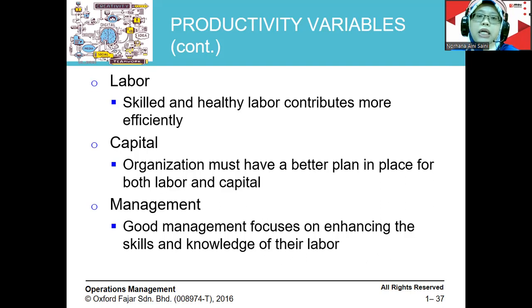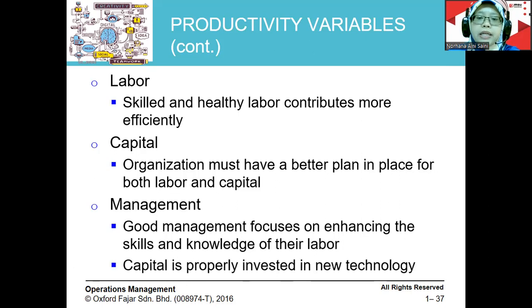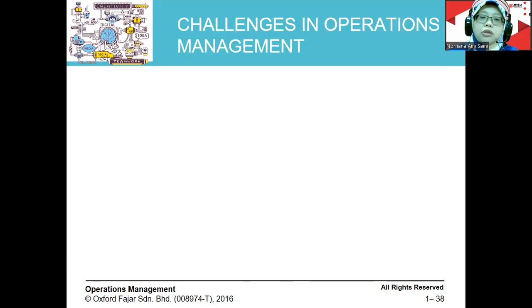Next we have the capital. For the capital, the organization must have a better plan in place for both labor and capital. In other words, you need to fully utilize your capital. Do not overwaste, you must utilize it. The last one is management. Good management focuses on enhancing the skill and knowledge of their labor. If you have poor management, it will give an impact towards the productivity of the business. And capital is properly invested in new technology also.